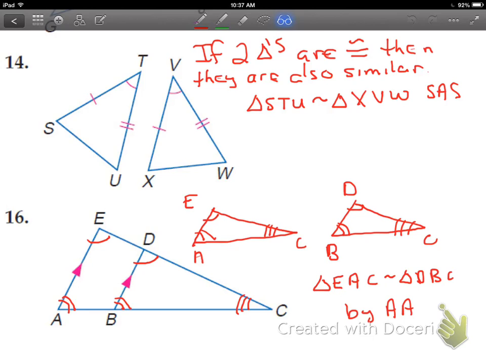On number 16, the parallel lines give us some corresponding angles congruent. The angle at E and angle BDC are congruent. The angle at A and angle DBC are congruent, both by corresponding angles congruent. The third angles of the two triangles are angle C, congruent to itself by reflexive. So the two triangles are similar by angle, angle. They would be triangle EAC and triangle DBC.